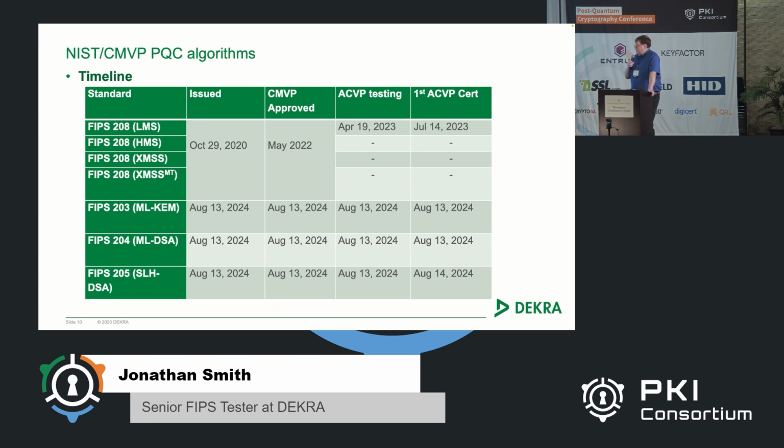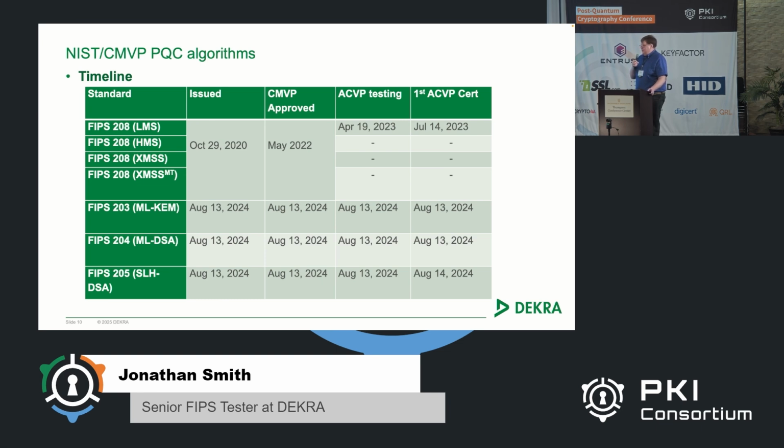In terms of the timing, FIPS 208 was a really slow adoption. The standard got published back in 2020, and it was about a year and a half before it got added to the 140-3 approved list. And then it was still about another year before algorithm testing for that came about. And even once that came out, it was several months before anyone actually got around to doing an algorithm validation on it. And the other algorithms in that standard don't have algorithm testing yet.